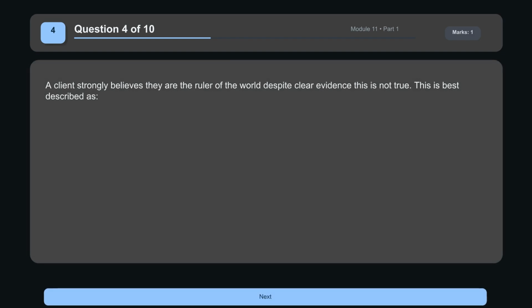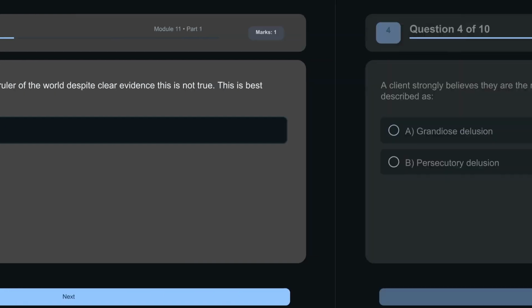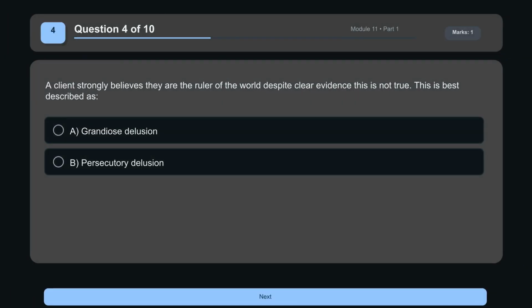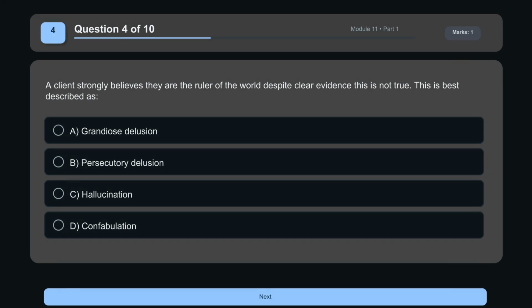A client strongly believes they are the ruler of the world, despite clear evidence this is not true. This is best described as Option A, grandiose delusion. Option B, persecutory delusion. Option C, hallucination. Option D, confabulation. Take a moment and choose the best answer.